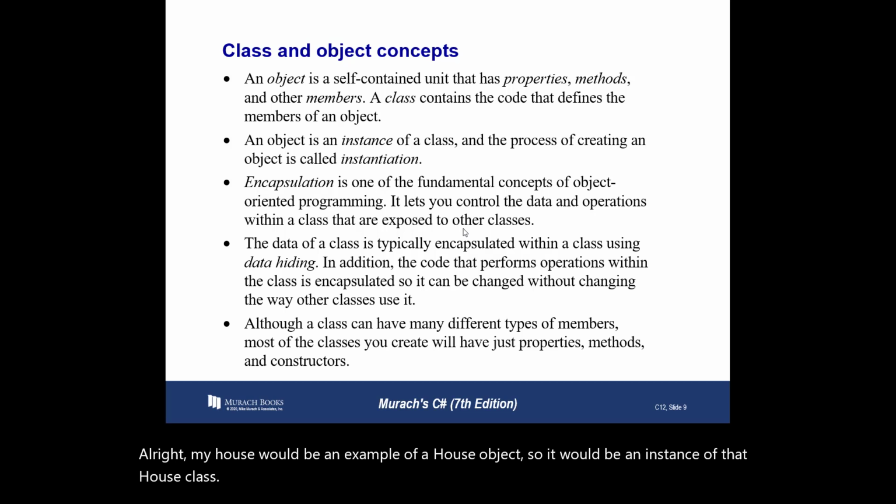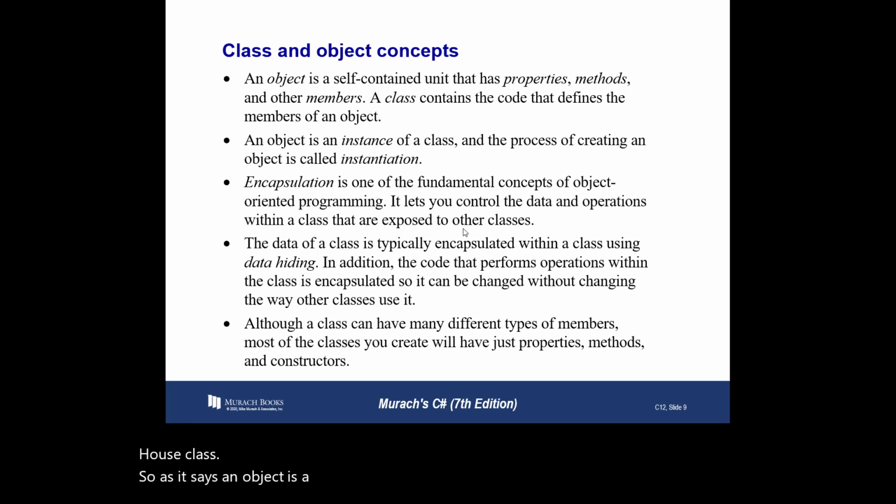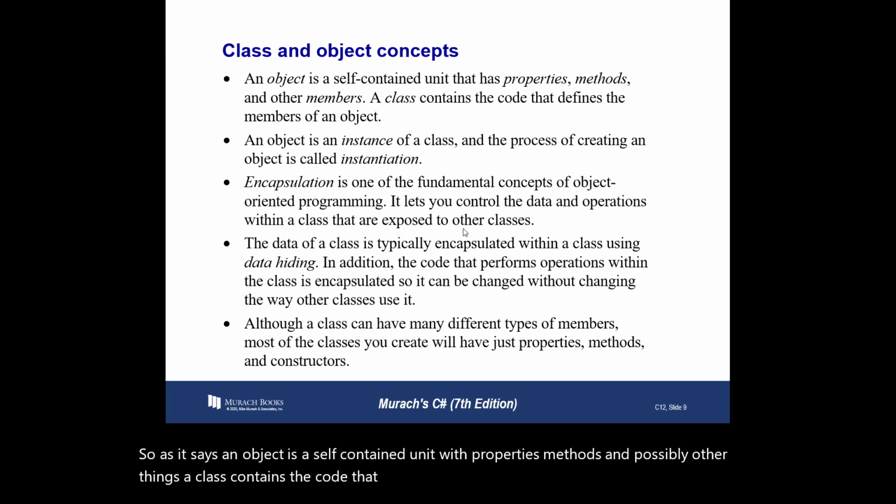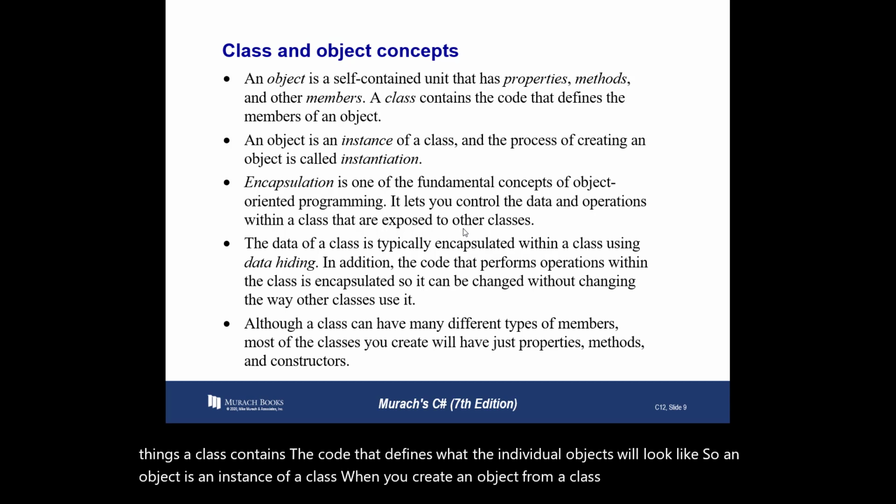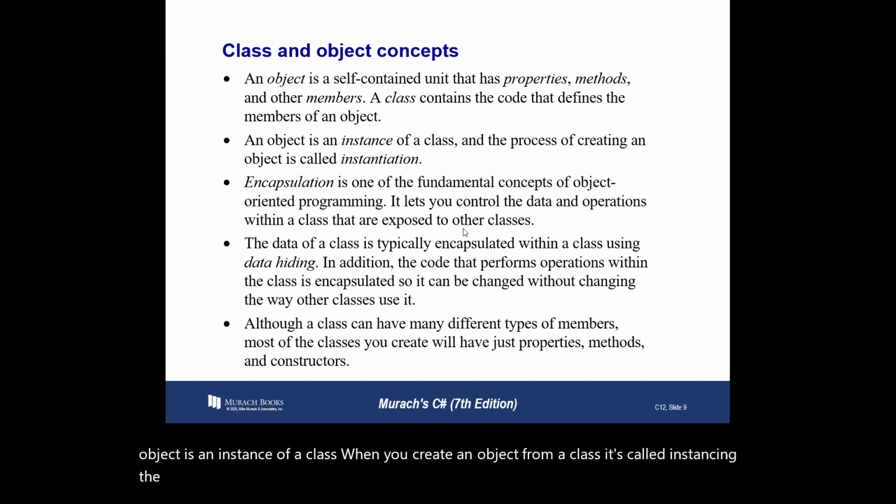So as it says, an object is a self-contained unit with properties, methods, and possibly other things. A class contains the code that defines what the individual objects will look like. So an object is an instance of a class. When you create an object from a class, it's called instancing the class or instantiation.